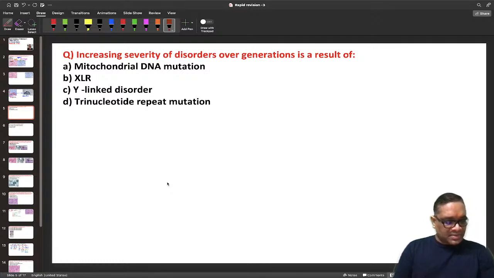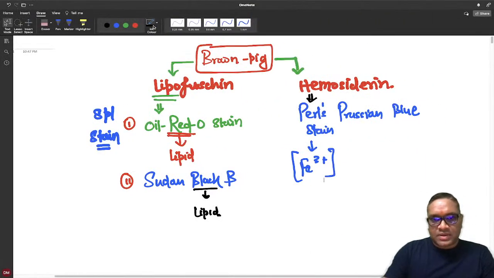Right, so here I got the first correct answer, given by Nikhil Deshmukh. Very good, Nikhil. Nikhil has said that it is because of trinucleotide repeat mutation, right? So increasing severity of the disorder over generations is usually seen in trinucleotide repeat mutation disorders.